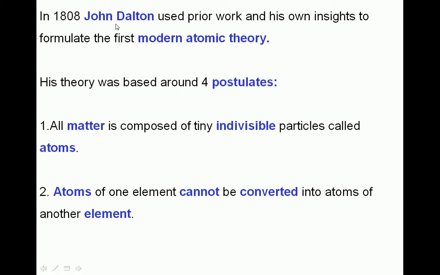So it was John Dalton who used the observation of other scientists and his own to formulate the first modern atomic theory, and his theory was based around four ideas. First of all, in common with Democritus and some of the earlier philosophers we talked about earlier, he stated that all matter is composed of tiny indivisible particles called atoms. Furthermore, he said that atoms of one element cannot be converted into atoms of another element. So this eliminates the possibility of the concept of transmutation, which alchemists had been working on for many years. That is the idea of being able to turn a base metal into a precious metal such as gold.